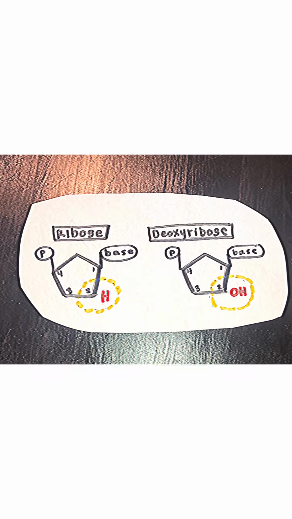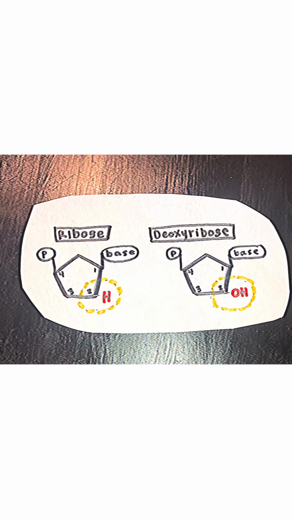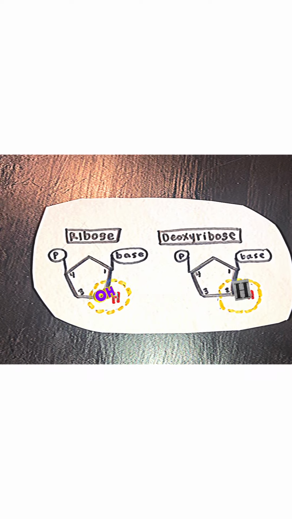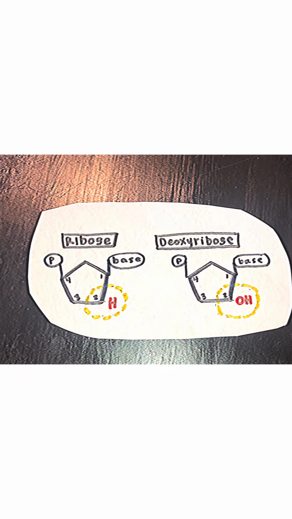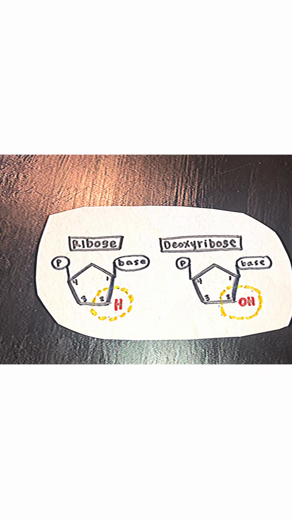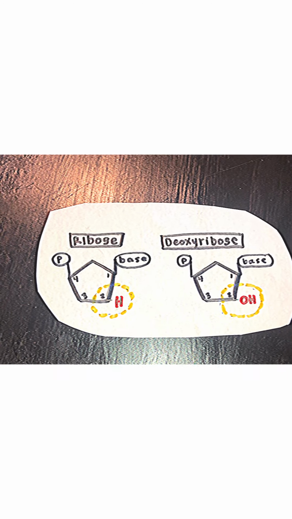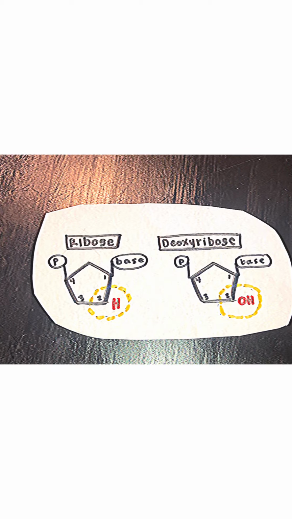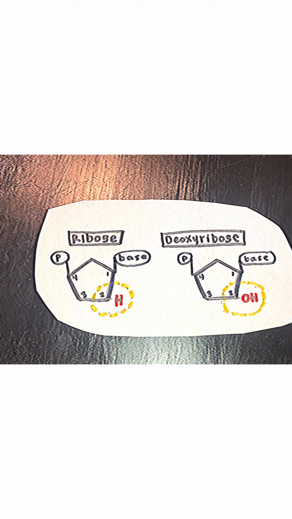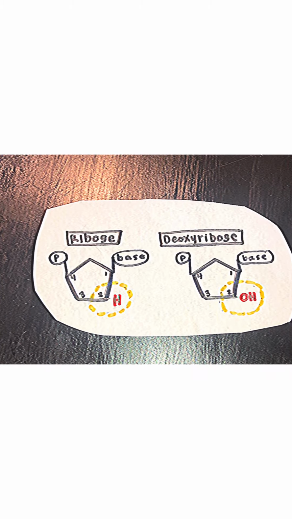The difference between ribose and deoxyribose is highlighted here. As you can see, the only difference is in the second carbon group, where there is an OH in ribose and deoxyribose has H. This difference makes it possible for the enzymes involved to distinguish between the two sugar molecules. Otherwise, they are the same.